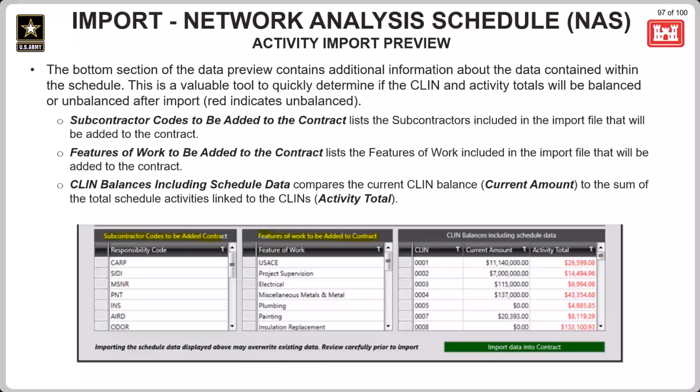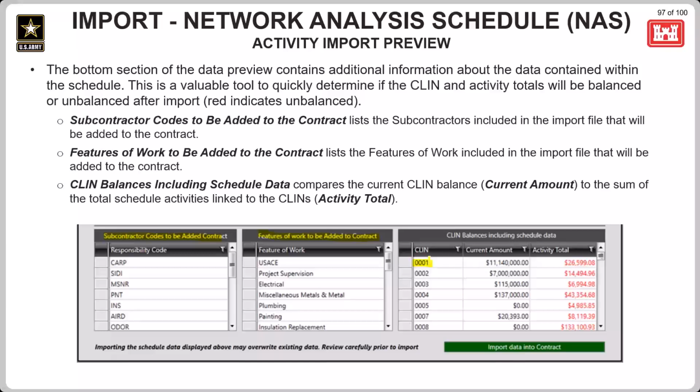This last box is going to be the most important of these three. It's going to be really helpful to see if the totals for the CLINs and the activities will be balanced or unbalanced after the import. The red is going to indicate improperly balanced activities with the CLINs currently in RMS. So as we can see here on CLIN 1, go ahead and highlight that. The current amount is $11,140,000, but the activity total only comes up to just under $27,000. So seeing something like this is going to be a really big red flag.